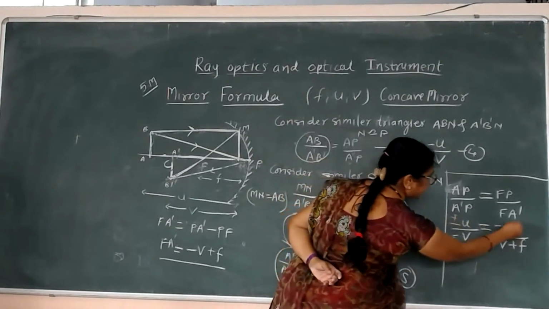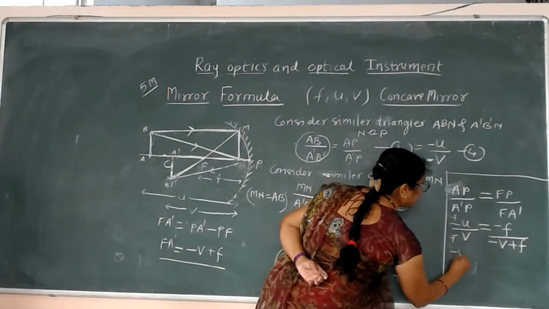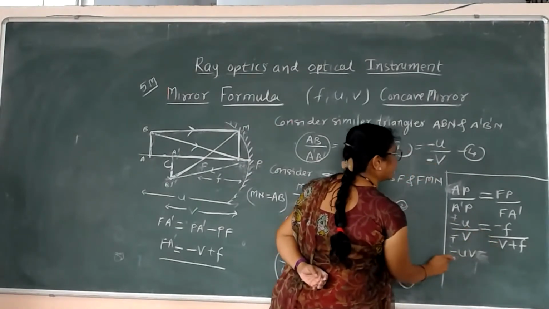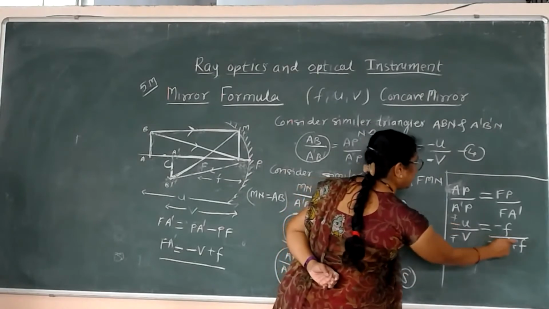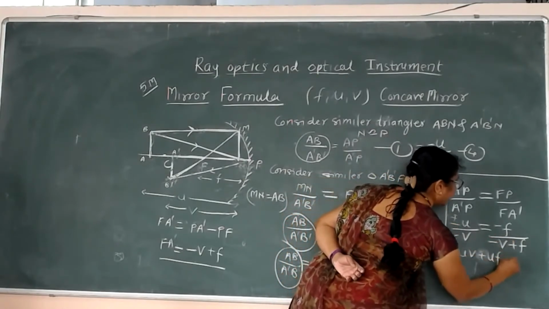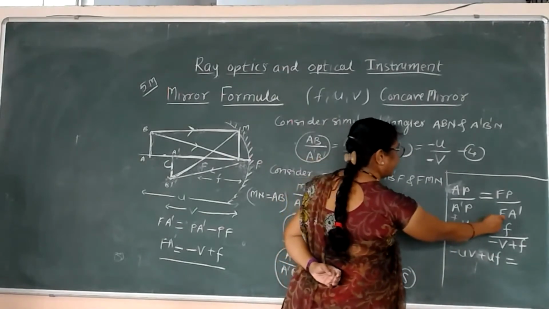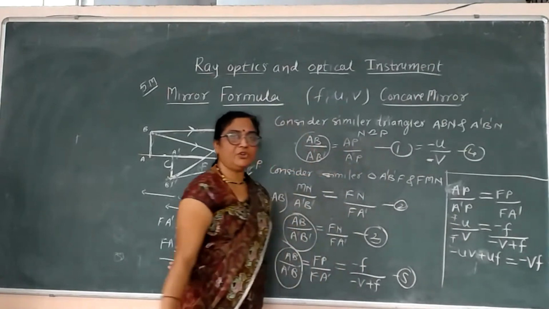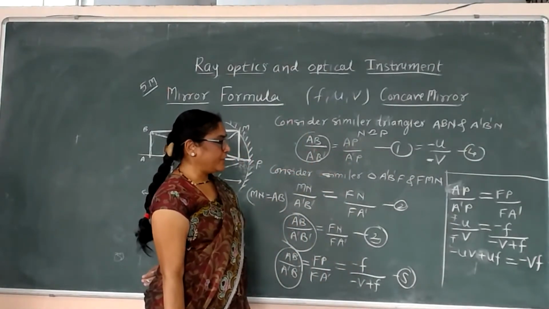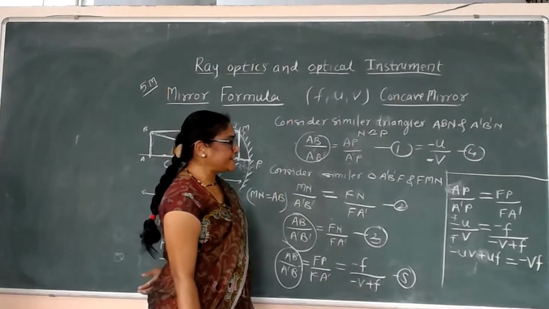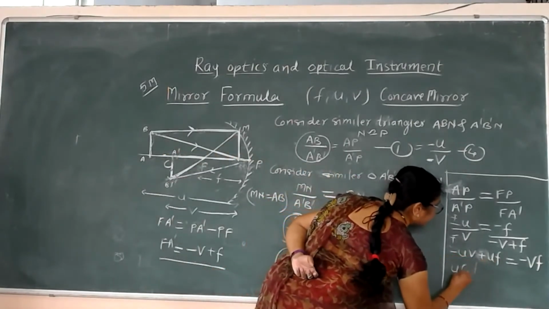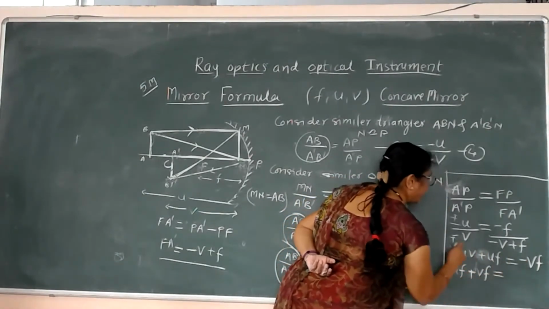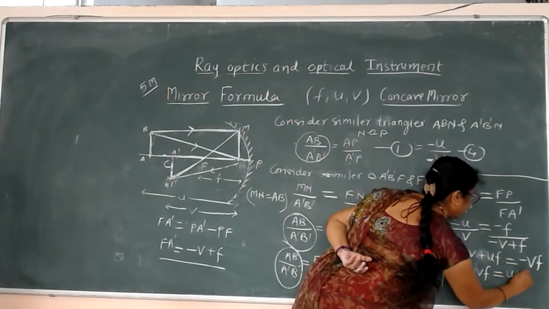When we cross multiply this equation, U into minus V is equal to minus UV, and another one is UF plus UF is equal to this value, minus F into plus V, that is equal to minus VF. So arrange this equation. When we arrange this equation, UF plus VF, taking this side, minus UV this side is equal to UV.